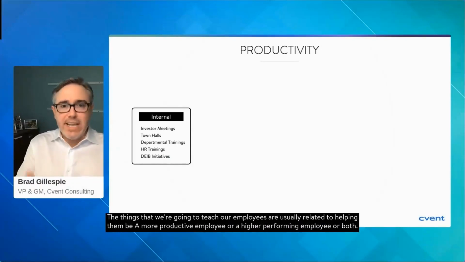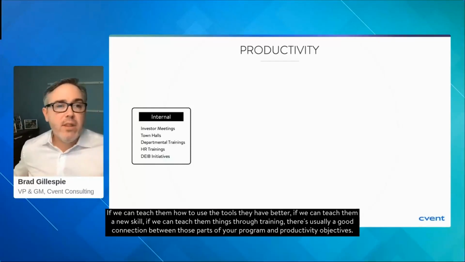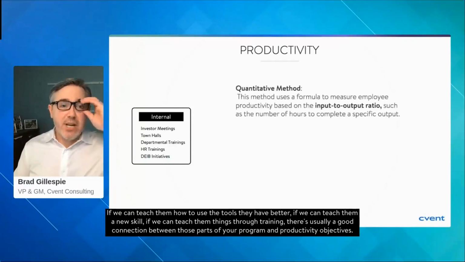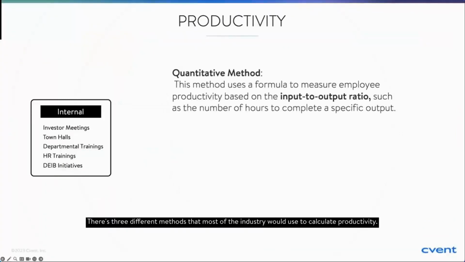The things that we're going to teach our employees are usually related to helping them be a more productive employee or a higher performing employee, or both. If we can teach them how to use the tools they have better, if we can teach them a new skill, if we can teach them things through training, there's usually a good connection between those parts of your program and productivity objectives. There's 3 different methods that most of the industry would use to calculate productivity.